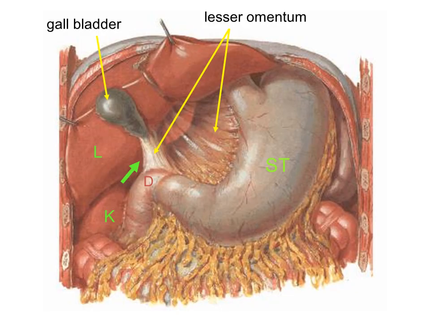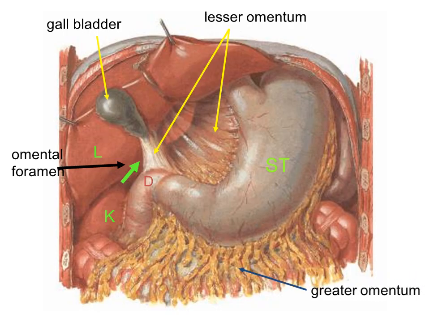Anteriorly you will find the porta hepatis, inferiorly you will find the second part of the duodenum, first part of the duodenum, posteriorly the inferior vena cava, and superiorly the inferior surface of the liver. This is the omental foramen or epiploic foramen. This is the greater omentum.